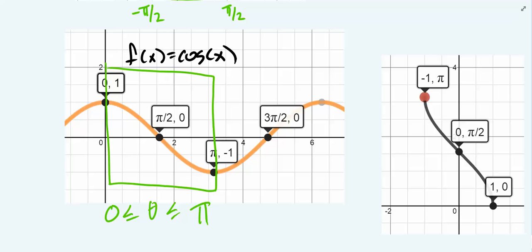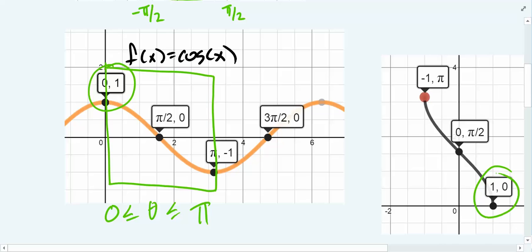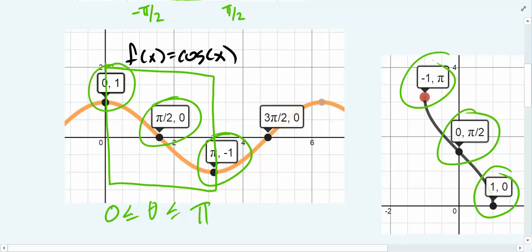Now take these three key points. Take 0, 1, invert it, flip the x for y. What point do you get? You get 1, comma 0. Take the point pi over 2, 0. Flip x and y. What do you get? 0, pi over 2. Take this point over here: pi, negative 1. Flip it. What do you get? So what graph am I looking at now, ladies and gentlemen?